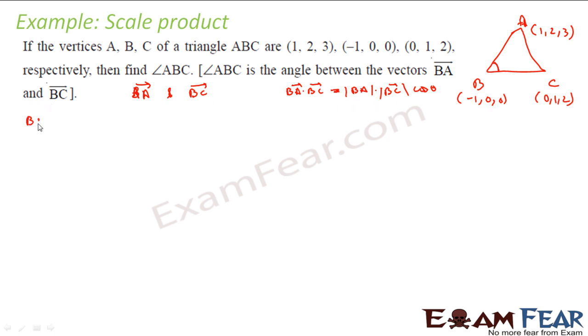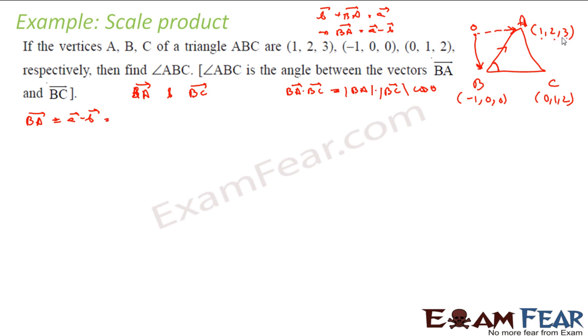So let's find the BA vector first. My BA vector will be nothing but vector A minus vector B. How? If this is the origin, this is vector B and this is vector A, and BA vector is this vector. So B vector plus BA vector is equal to A vector, or you get BA vector is A vector minus B vector.